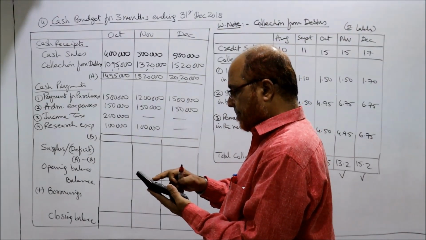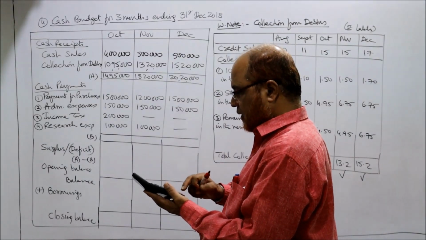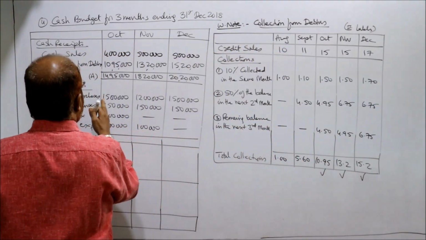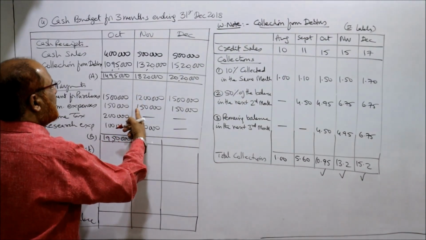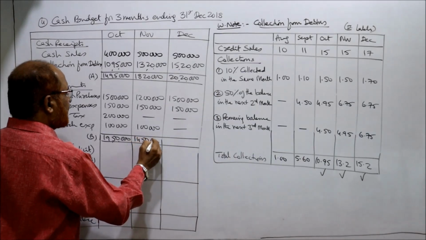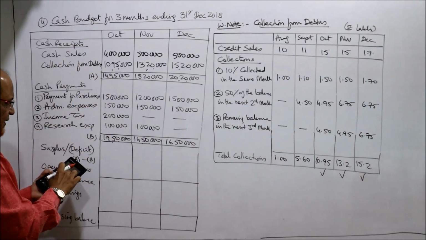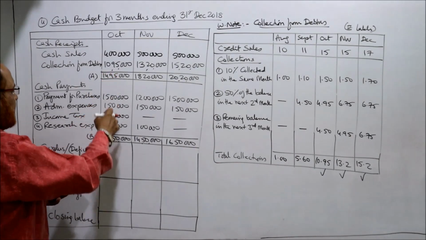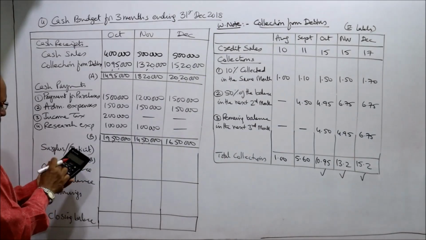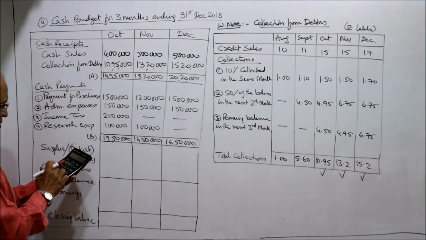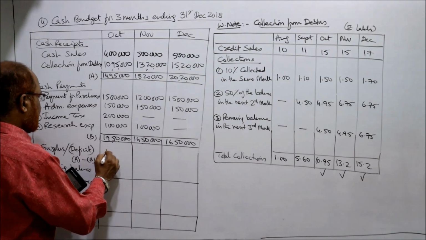15 lakh plus 1,50,000 plus 2 lakh plus 1 lakh, 19,50,000. Here it is 14,50,000 and here it is 16,50,000. Now subtract 14,95,000 minus 19,50,000 is equal to 4,55,000 deficit.